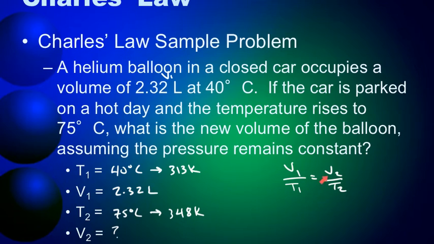Getting V2 by itself, because that's the only one I don't know, I'm going to bring T2 to the top over here. And I get V2 equals V1 times T2 divided by T1. So V2 is equal to, well, V1 is 2.32 liters. T2, be careful, make sure you put the right thing in the right spot, 348 Kelvin, all divided by T1, which is 313 Kelvin. We're going to get three significant figures with an answer here. Let's see what we get. 2.32 times 348 divided by 313. Three significant figures, 2.58 liters.